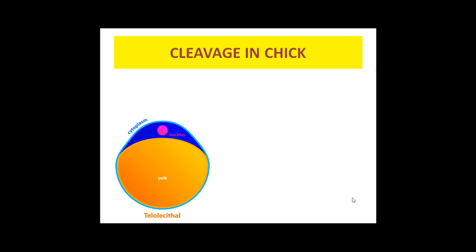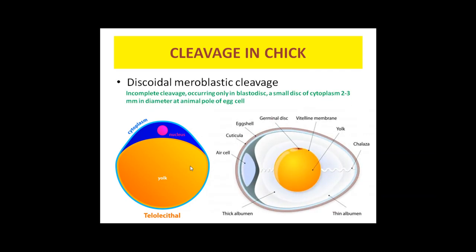After fertilization is the process of cleavage. Cleavage in chick depends upon the kind of egg they have. Chicks have telolecithal eggs where large amount of yolk is present in the egg and only a small disc of cytoplasm is available at the animal pole. Because of this, the cleavage in chick is discoidal meroblastic.